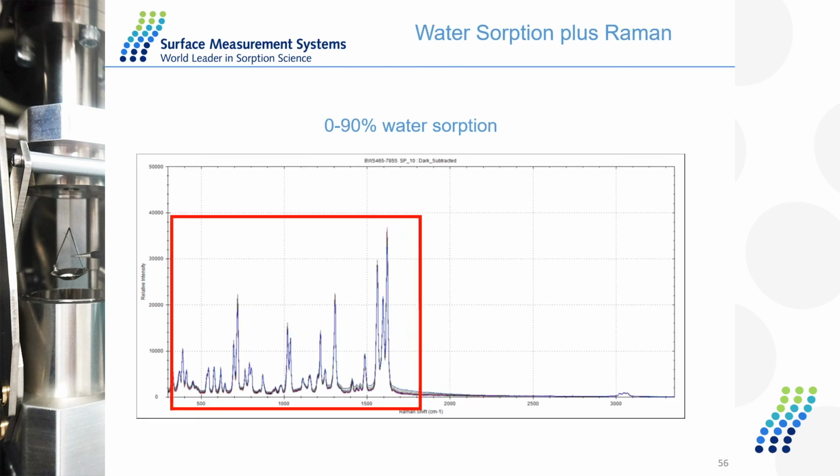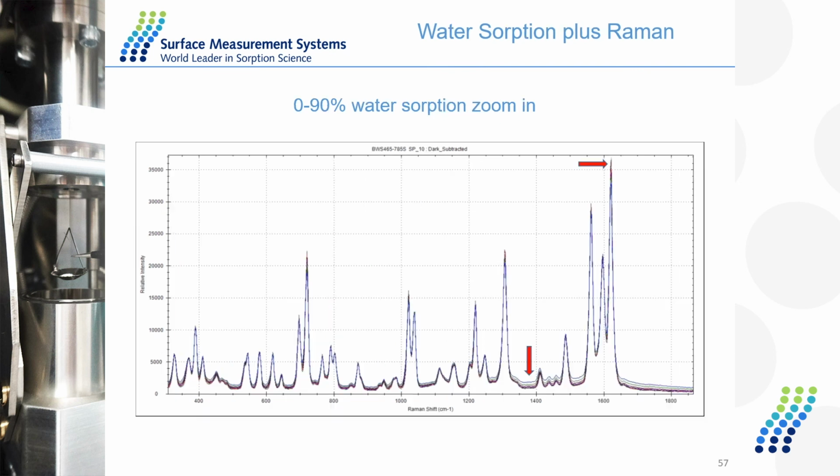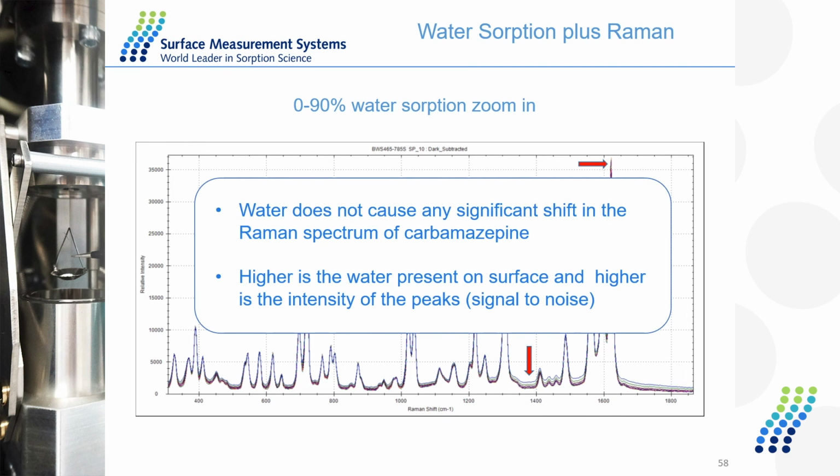Even if we look at the 90%, from 0 to 90% partial pressure, and we zoom in into the data, the only thing that we notice is that there is a higher intensity of the peak. No changes, no shift. So water does not cause a significant change in the shift in the Raman spectrum for carbamazepine. It only increased the intensity of the peak, as signal to noise. Okay, so this is our first step of our study.